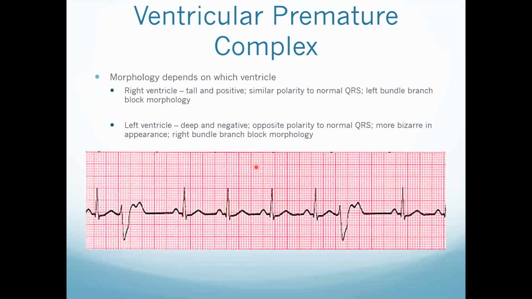Okay. Similarly, if we've got the signal arising from the left ventricle, then it's going to look a little bit more like the classic VPC that we think of. So it's going to be predominantly negative in lead 2. And again, it's still going to be wide and bizarre because we're still going to have to depend on cell-to-cell-to-cell conduction. Sometimes it's known as a right bundle branch block morphology because right bundle branch blocks will also be negative and wide.